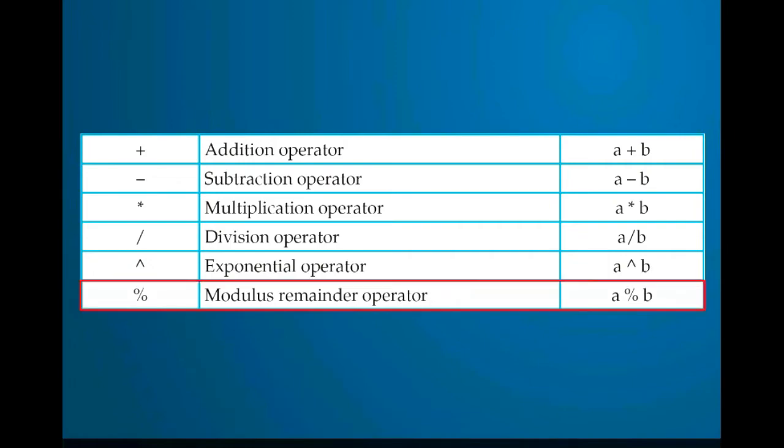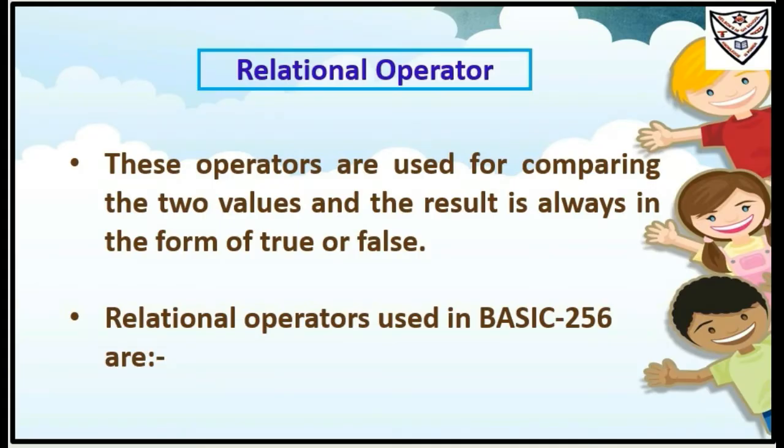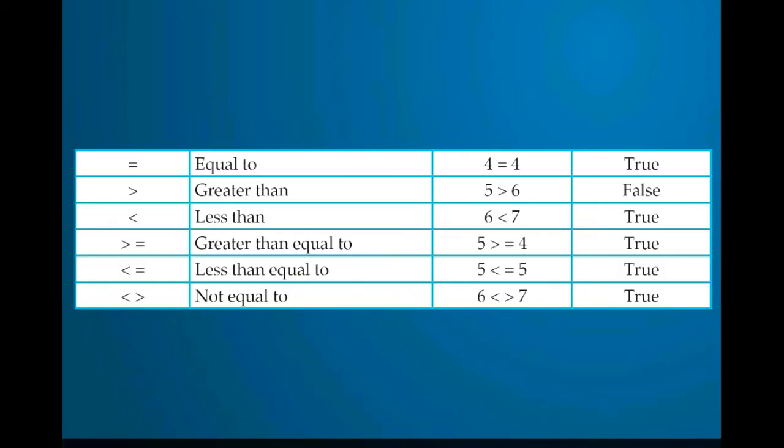Now, relational operators. These operators are used for comparing two values and the result is always in the form of true or false. Relational operators that can be used in BASIC-256 are: first, equal to. We can write 4 equal to 4. Yes, it is true. Second is greater than. 5 is greater than 6. No, it's false. Less than.